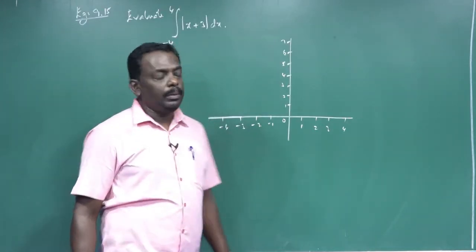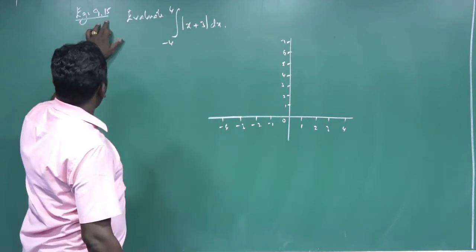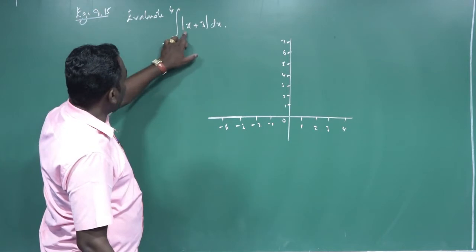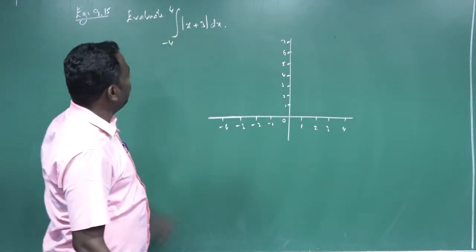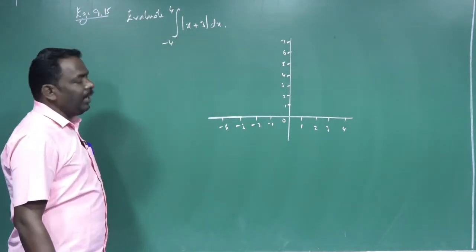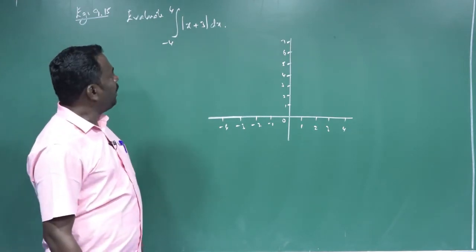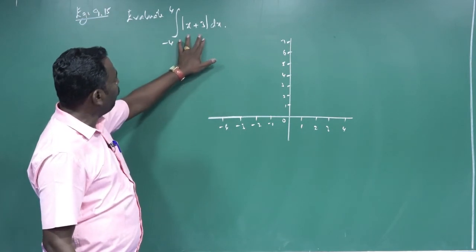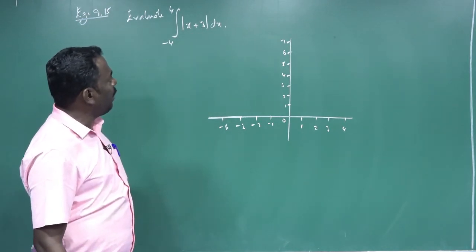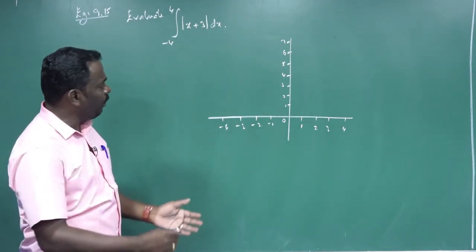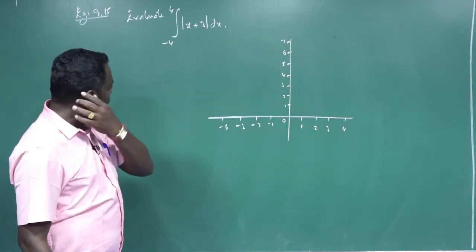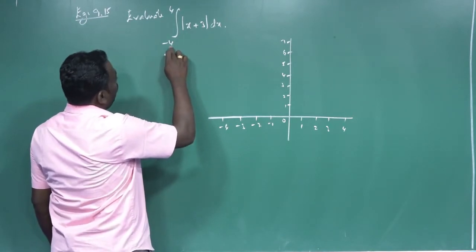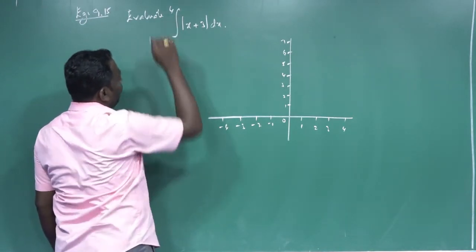The next example, 9.15: evaluate the integral from minus 4 to plus 4 of modulus of x plus 3 into dx. So now we have to evaluate the integral from minus 4 to 4 of modulus of x plus 3 into dx. Since modulus is given, we first have to find the modulus values approximately, just plotting the modulus values on the graph. Now the x values belong to minus 4 to plus 4.